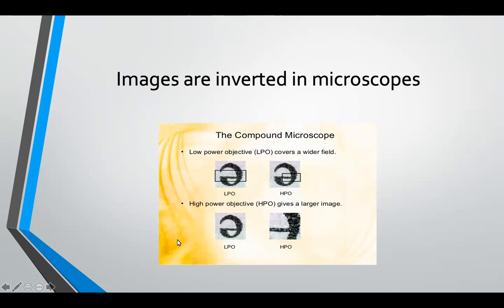Here's the low power objective, which covers the wider field, so it's not as zoomed in. And the high power objective gives a larger image because it zooms in on the E more. And you guys will be working with the letter E in one of your worksheets for this lab. I think it'll take you to a website and it'll just ask you to draw what the E will look like underneath the microscope. And it basically looks like this. The E is upside down and backwards, and that means inverted.